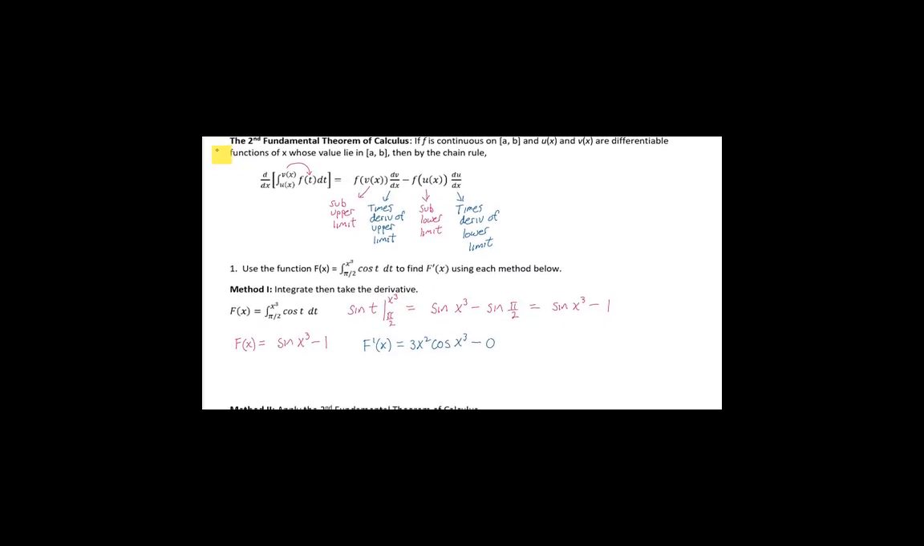Now, in method number 2, I'm just going to apply the second fundamental theorem of calculus, which is what we talked about up here, where it said, plug in the upper limit for t, multiply by the derivative of the upper limit, then plug in the lower limit, multiply by the derivative of that, and subtract that from the first part. That's what we're going to do in this second method. So in the second method, again, we take this upper limit, so f prime of x, so we're going straight to the derivative here.